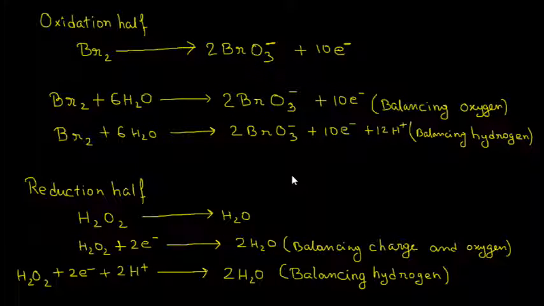Now the reduction half. So hydrogen peroxide H2O2 gives water, that is H2O, and H2O2 plus 2 electrons gives 2H2O, balancing the charge and oxygen. Secondly, we'll balance the hydrogen, that is H2O2 plus 2 electrons plus 2H plus gives 2H2O. This is balancing the hydrogen in the reduction half.